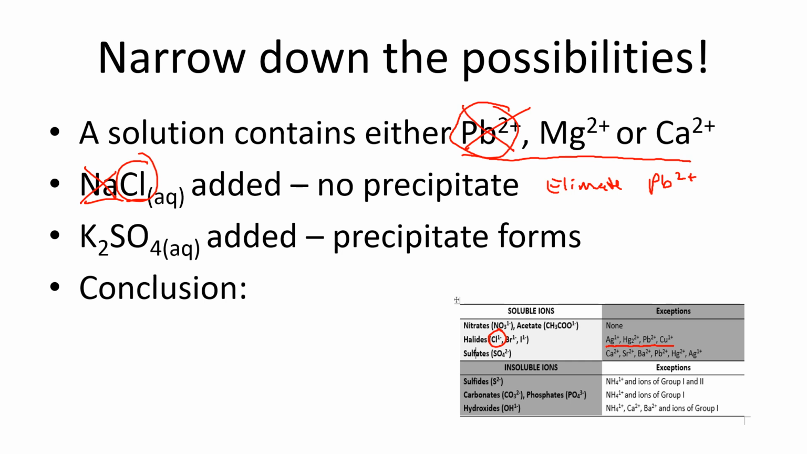Potassium sulfate is added. Again, potassium's group 1, we can ignore it, so it's really just sulfate that is added, and we got a precipitate this time. So what would precipitate with sulfate? There it is, sulfates, and here are the possible precipitates over here, and magnesium's not there, but calcium is. So therefore, calcium must be present.